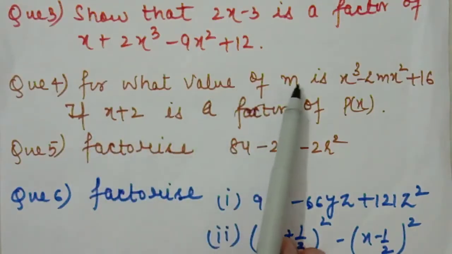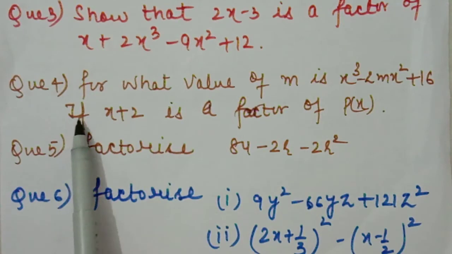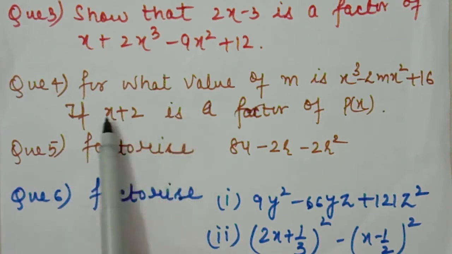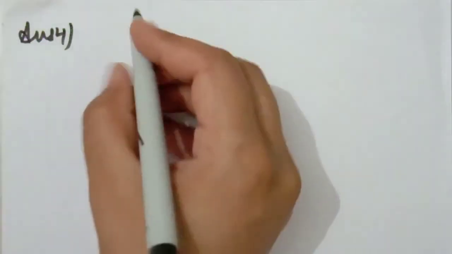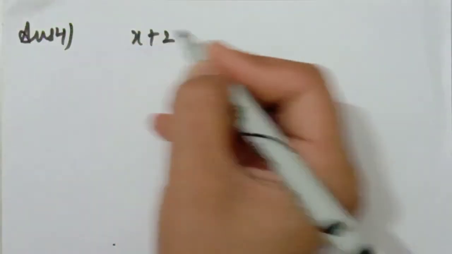For what value of m is this polynomial such that x plus 2 is a factor of p(x)? Here it is given that x plus 2 is a factor. We have to find the value of m from here. So now students, question number 4.